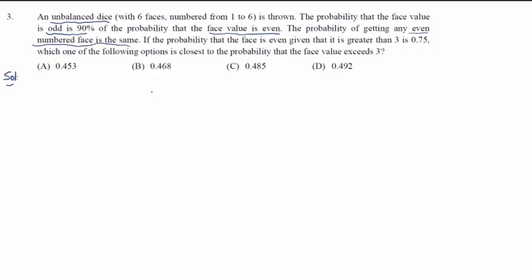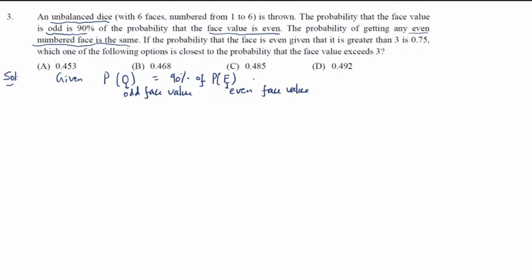So the probability of getting any even numbered face is the same. So let us start the solution steps for up to this one. So given, probability of face value is odd, O stands for odd face value, is nothing but 90% of probability of E. E stands for even face value. Okay.